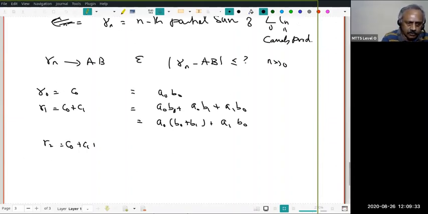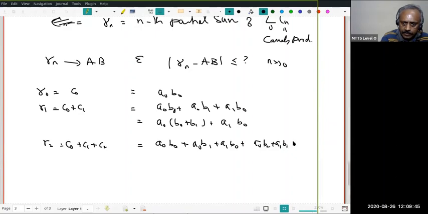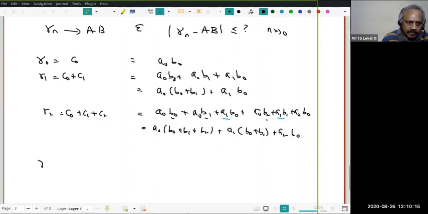Now, what is gamma 2? I'm sorry, I will go slow so that people will see the pattern. That's going to be A naught B naught plus A naught B1 plus A1 B naught plus A naught B2 plus A1 B1 plus A2 B naught. So collect A naught terms: A naught into B naught, B1 and B2. Therefore, B naught plus B1 plus B2 plus, now collect A1 terms, A1 B naught and A1 B1. Therefore, it is A1 into B naught plus B1 plus A2 into B naught. You understand?